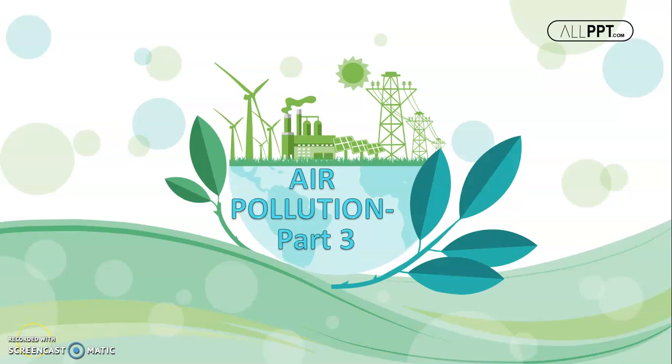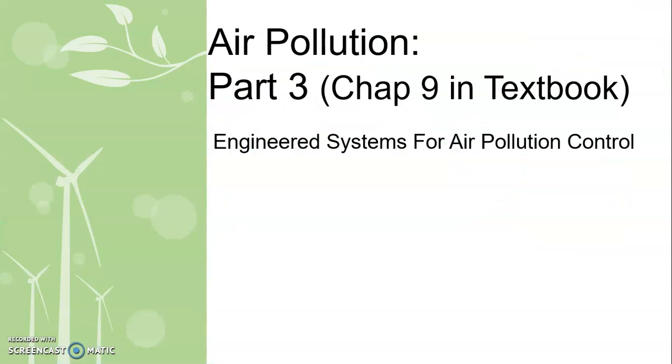Hi guys, so we are back in chapter 3 again, but this time around is part 3, the final part in the chapter on air pollution. For this part, we will continue on the types of equipment or devices that are used to treat the air pollution. That's why we call it engineered systems for air pollution control.